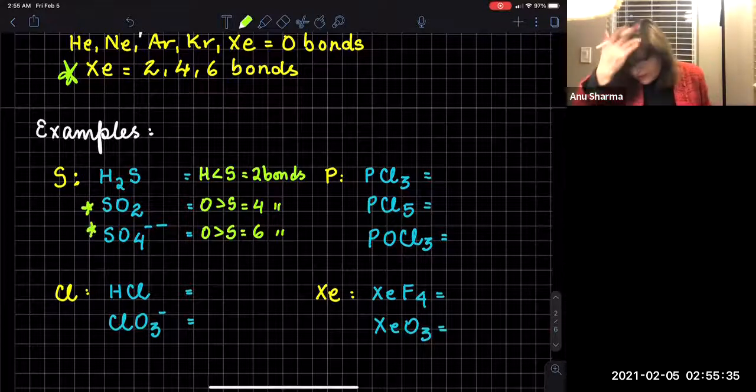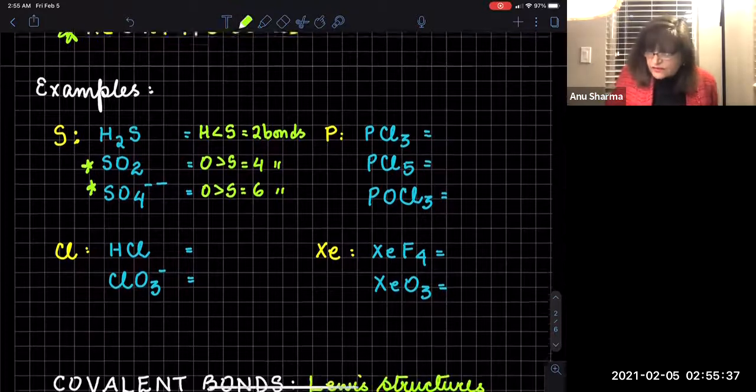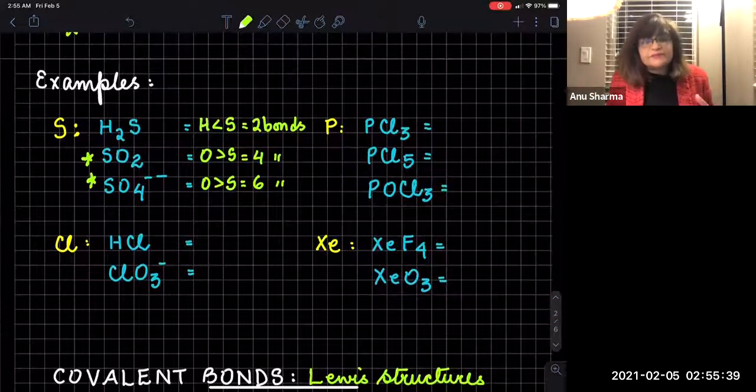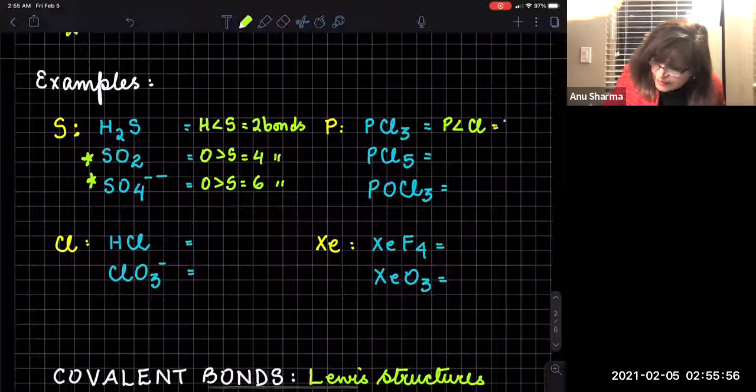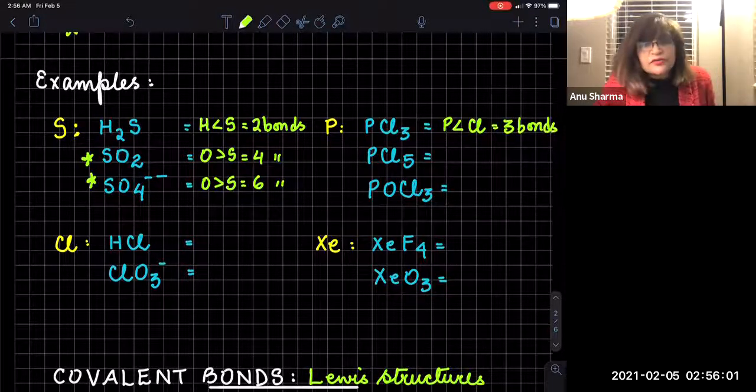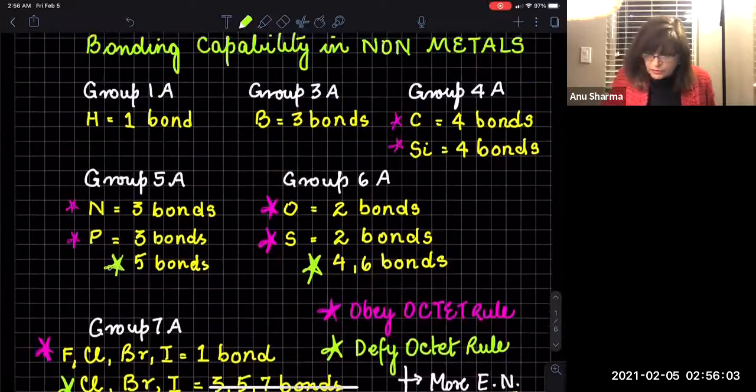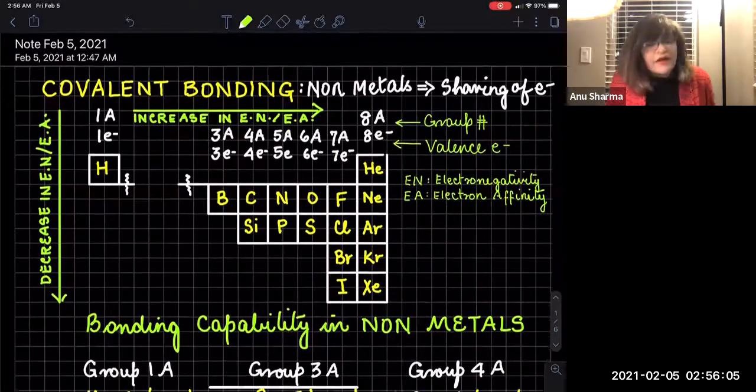Okay, next look at the PCl3. Yes, phosphorus is less electronegative, chlorine is more electronegative. And in normal conditions, phosphorus is connected to chlorine, and phosphorus will make 3 bonds. So this is normal for phosphorus to make 3 bonds, right? Because if you look at it, it is in group 5A.